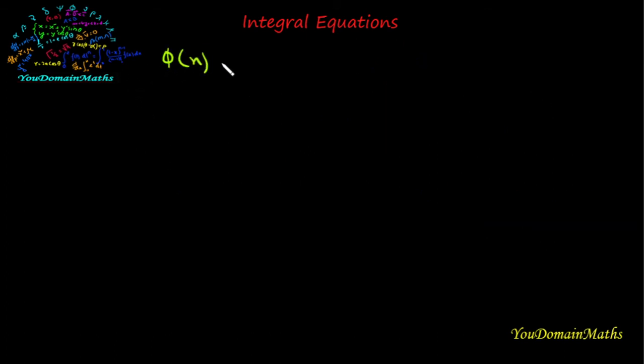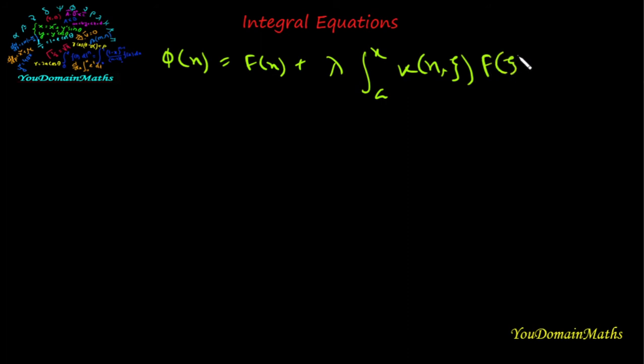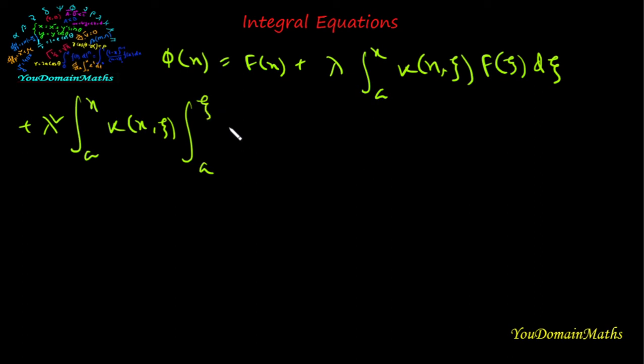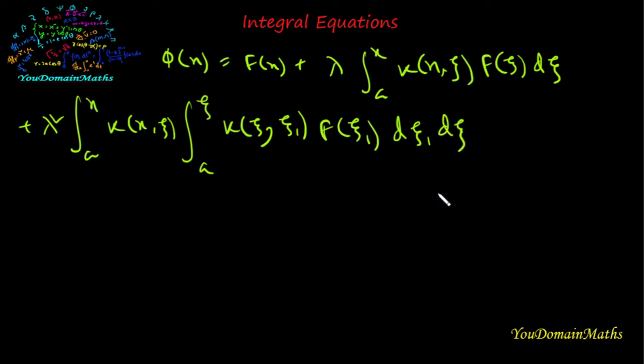So let's write the general form of this. The general form is phi of x equal to f of x plus lambda, integral a to x, K(x, xi) f(xi) d xi, plus lambda squared, integral a to x K(x, xi) and integral a to xi K(xi, xi1) f(xi1) d xi1 d xi.